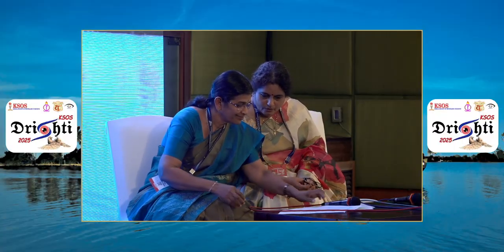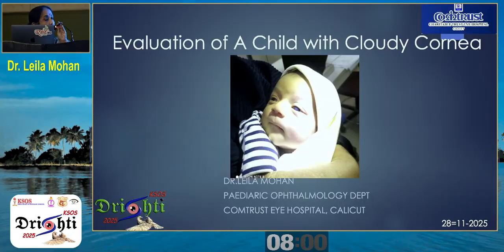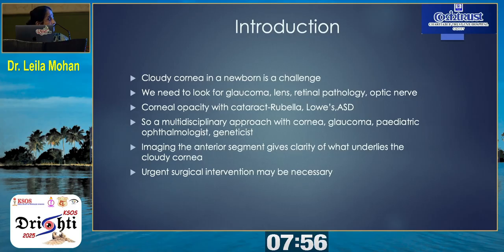So, evaluation of a child with cloudy cornea. This is not an uncommon situation, the child being brought with either bilateral or unilateral white eye or opacification of the cornea. So, cloudy cornea is a challenging situation. We need to look for glaucoma, lens, whether it is cataractous, retinal pathology, optic nerve, the health of the nerve.